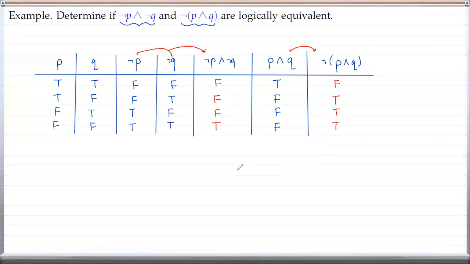So now we are ready to compare the truth values for these two expressions. We have them in two columns in this table. So we are looking at this column and this column. We can see they are different. They are not identical. So that means we can say the statement not P and not Q is not equivalent to not (P and Q).